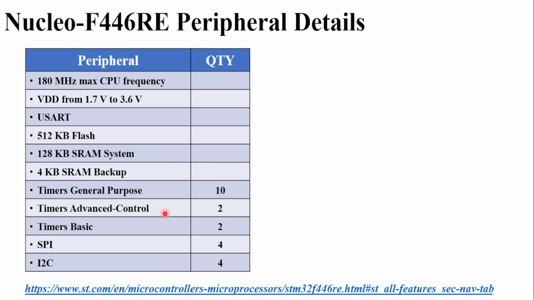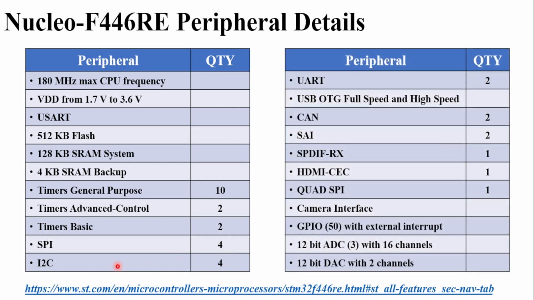2 advanced control timers, 2 basic timers, 4 SPI, which is 4 wire communication. So 4 wire communication modules are available. So you can go for 4 such different modules, 4 I2C modules, which is also known as 2 wire communication module. Apart from that, we can use 2 CAN bus communication protocols. Similarly, HDMI, camera interface, and up to 50 GPIO pins with interrupts we can use.